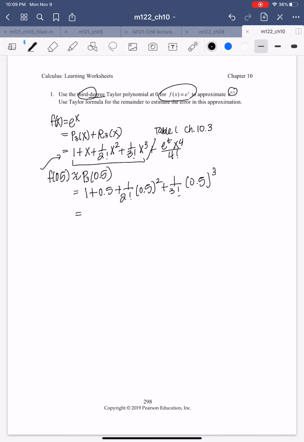So doing a little bit of algebra, 1 plus 0.5, plus 0.125, plus 0.020833, all adding up, I get 1.6458 as our approximation.